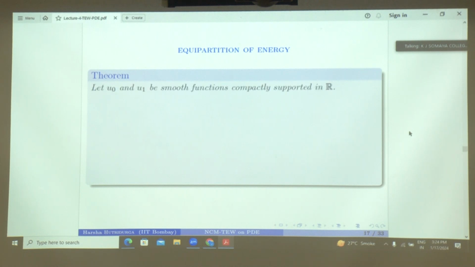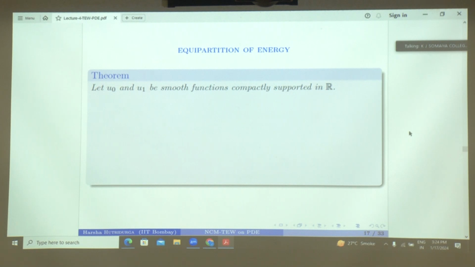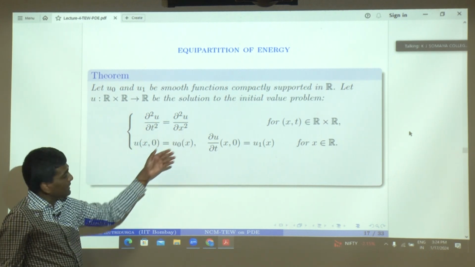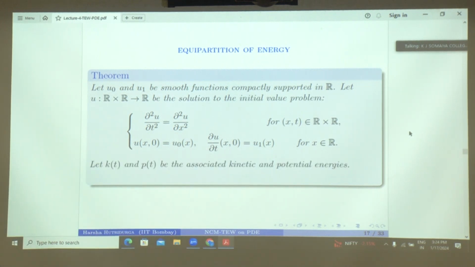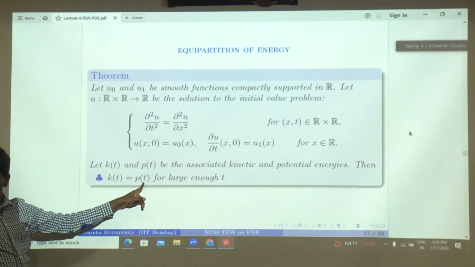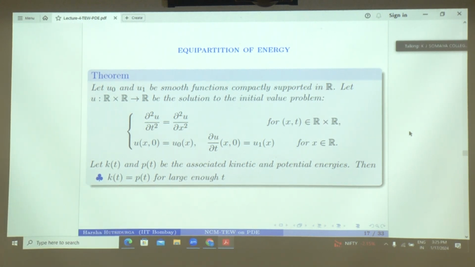It says, you take 2 smooth functions with compact support, u0 and u1. These are the data going into your wave equation, and you are taking this initial value problem: utt is equal to uxx, u(x,0) is u0, ut(x,0) is u1. This is our standard setting for the wave equation. And let k of t and p of t be the kinetic and potential energies that we introduced earlier. The claim is k of t becomes equal to p of t for large enough t. After some time these 2 things start becoming equal to each other.